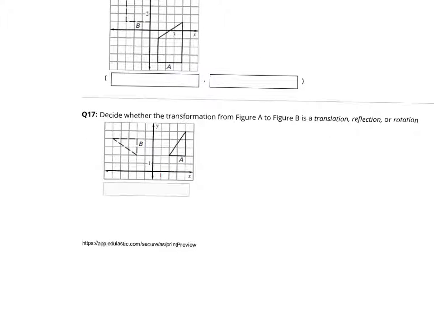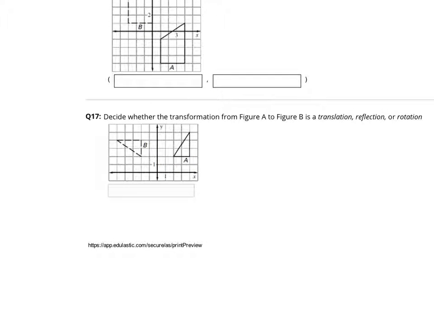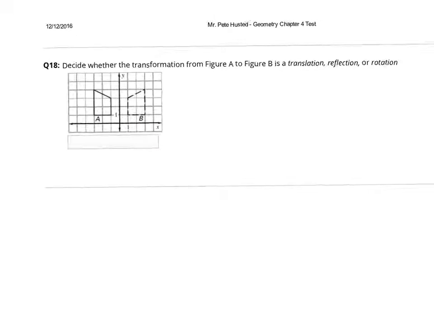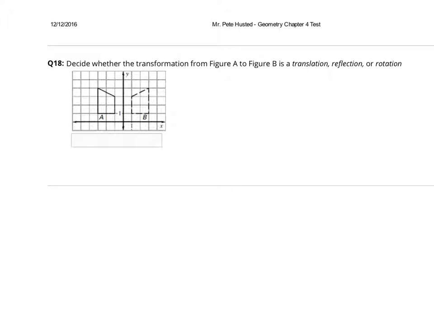17, we're asked to describe the change from A to B. Is it a translation, a reflection, or a rotation? And lastly, number 18, same thing as 17. Is this from A to B a translation, a reflection, or a rotation?